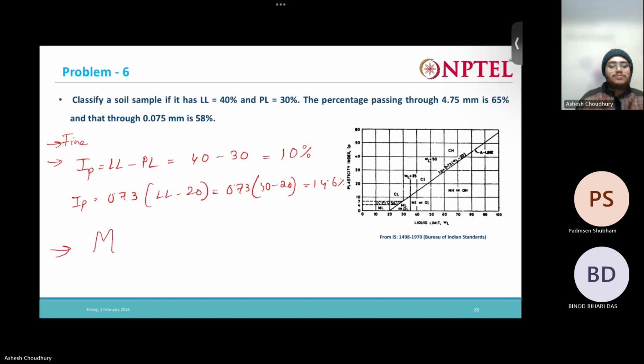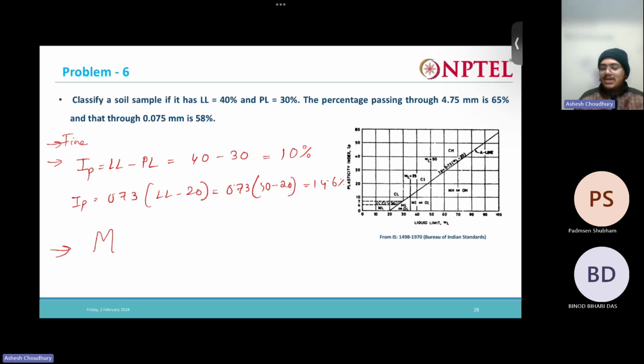M. Okay, definitely it is going to be silt, M. Now you have identified the first part. Okay, 50% of your problem is over. Silt. Now we have to come to the suffix part.